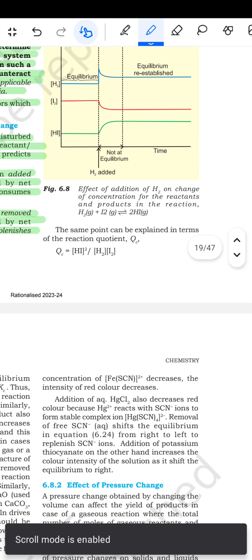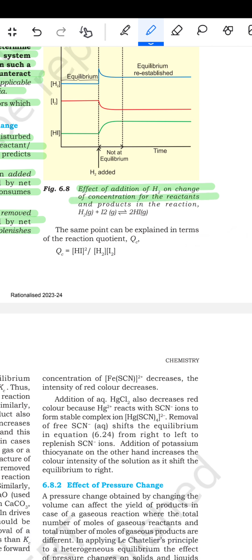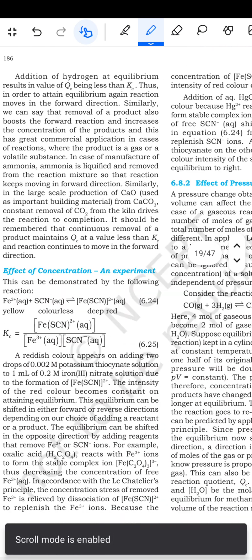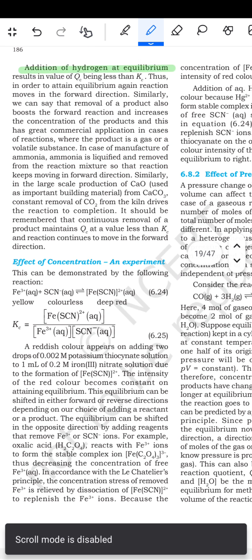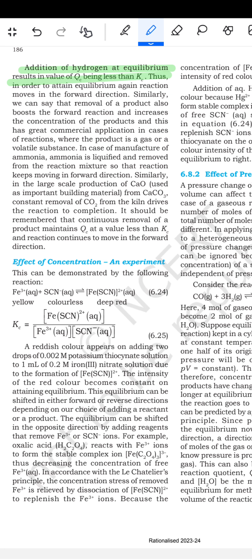So here is given the effect of the addition of H2 on the change of concentration of the reactants and the products in the reaction H2 plus I2 ⇌ 2HI. The same point can be explained in terms of the reaction quotient Qc. So Qc equals HI squared by H2 I2. It says that addition of hydrogen at equilibrium results in the value of Qc being less than Kc. Thus, in order to attain the equilibrium again, the reaction moves in the forward direction.